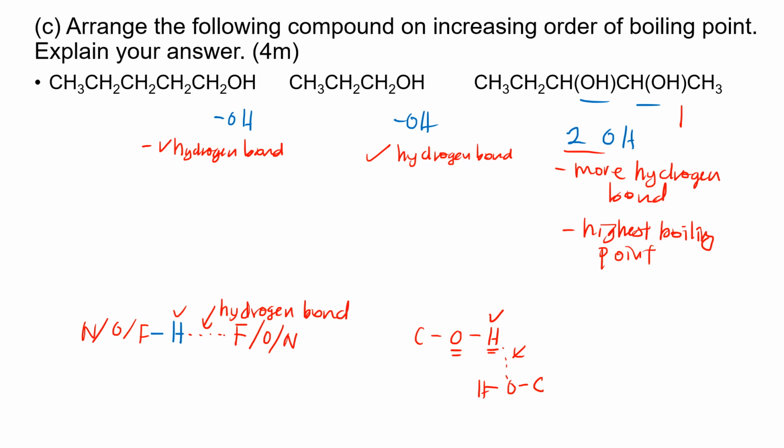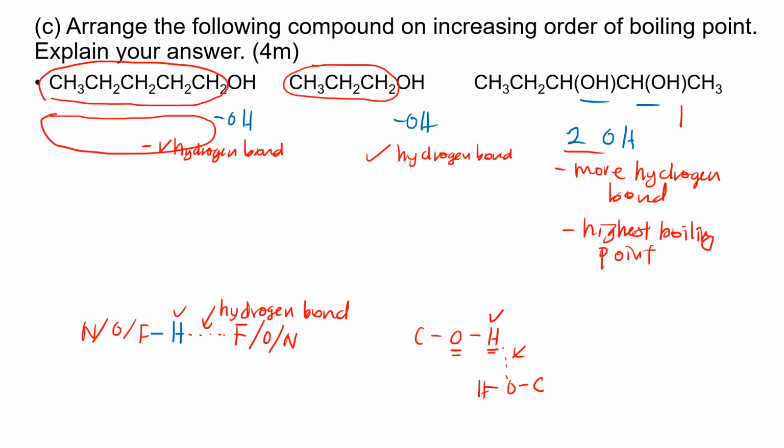Now the factor that differs between them is the number of carbons. This is 5 carbons and the second structure is 3 carbons. As you know, the hydrocarbon part forms van der Waals force. This is 5 carbons, so they provide larger surface area and larger molar mass. You will form larger van der Waals force. But for 3 carbons, they provide smaller molar mass, smaller surface area, so weaker intermolecular force.